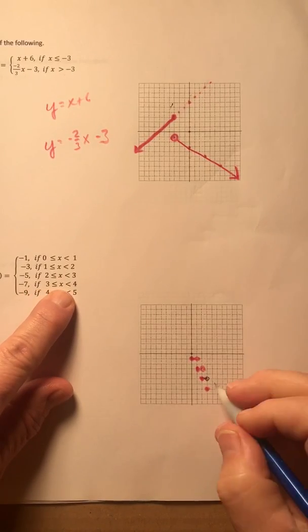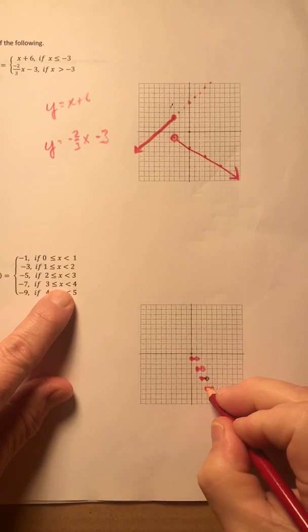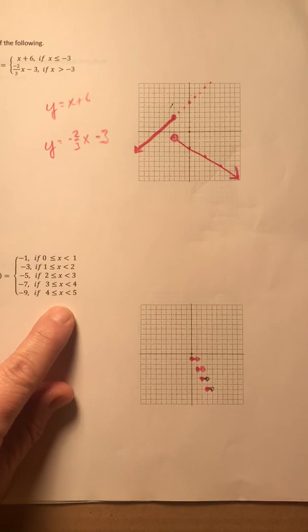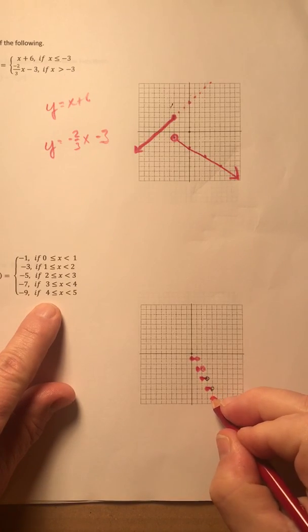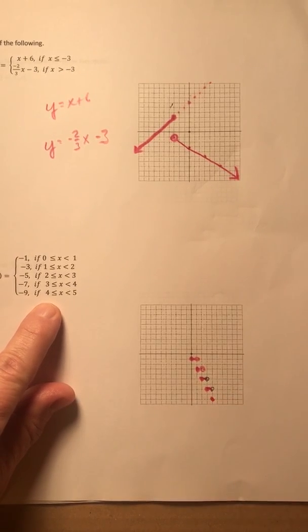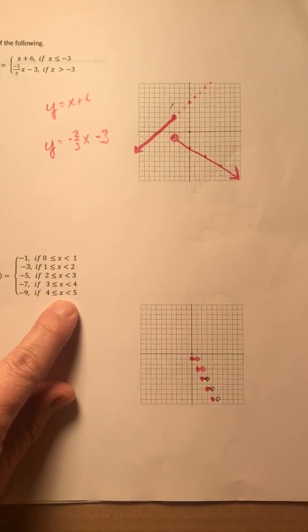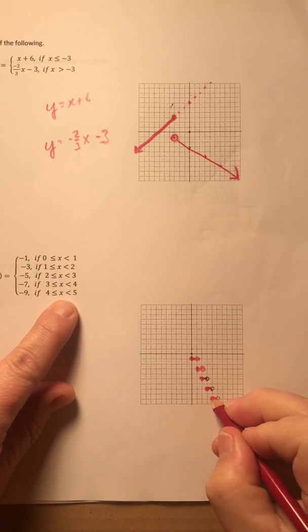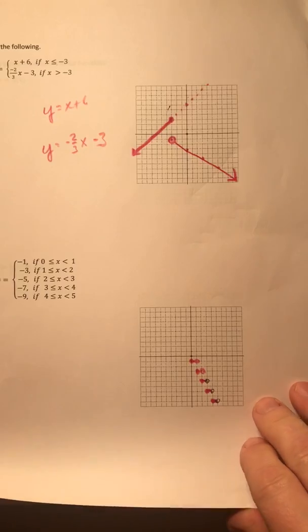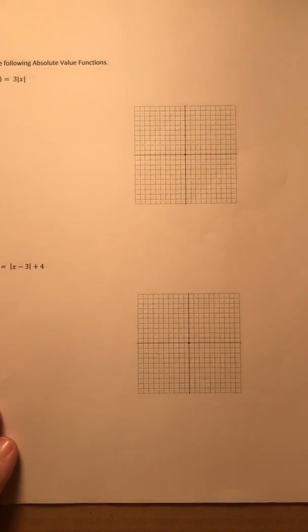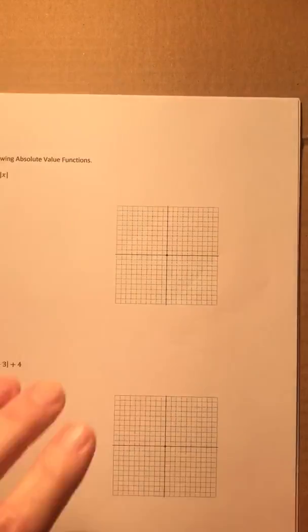And then 4, -7, an open circle, and then connect. And then we want 4, -9, closed circle, and then we want 5, -9, open circle, and connect. All right, so that's what that should look like. And those are the ones that would take some time. These should go pretty easy.